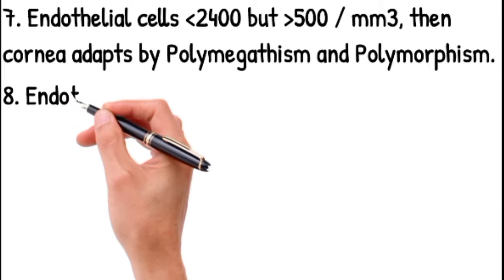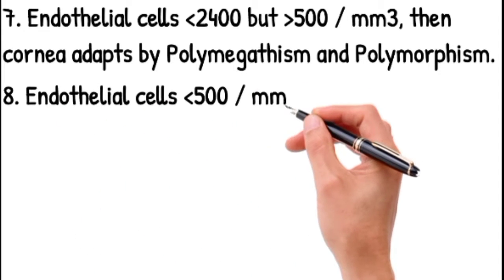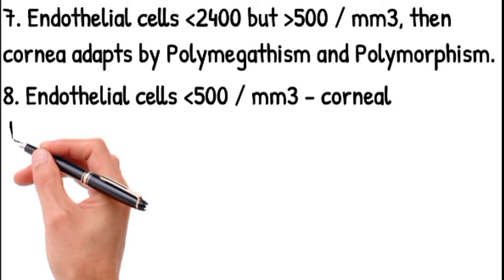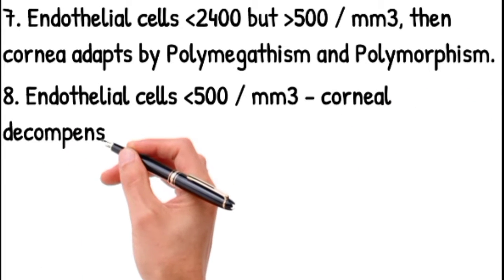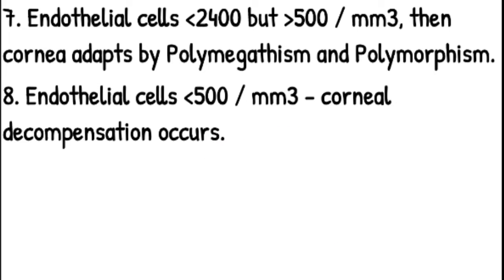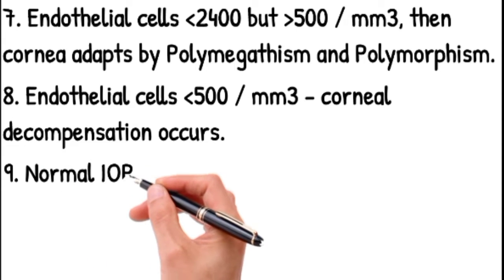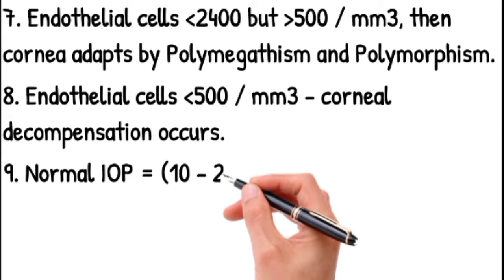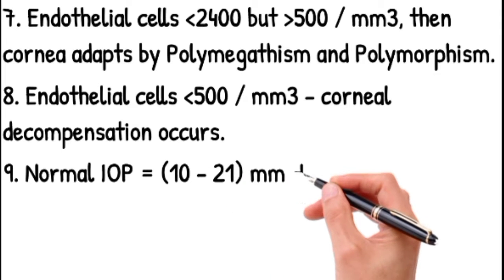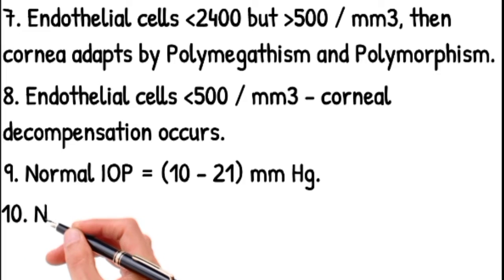8. Endothelial cells less than 500 per cubic millimeter, then it leads to corneal decompensation, that is, the cornea becomes hazy. 9. Normal intraocular pressure is equal to 10 to 21 millimeters of Hg.